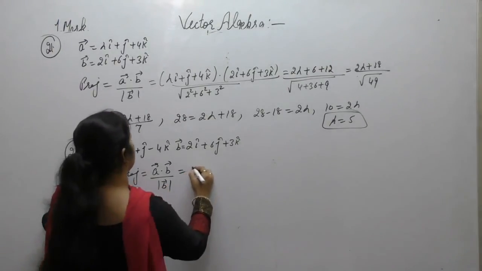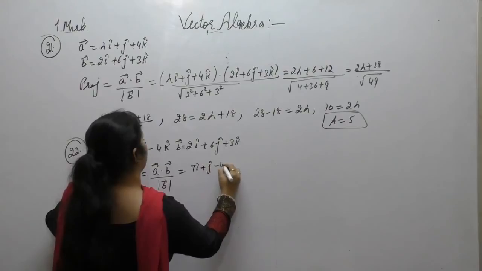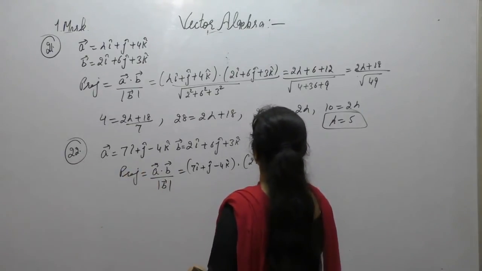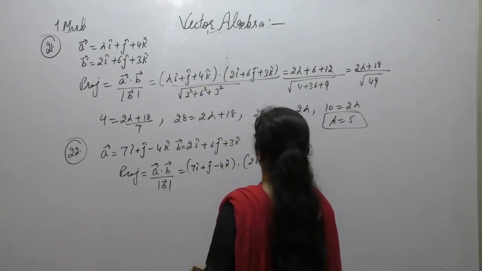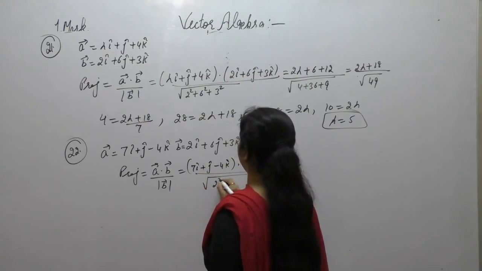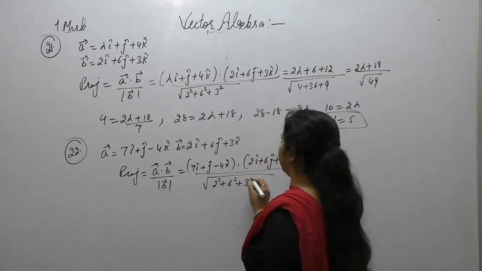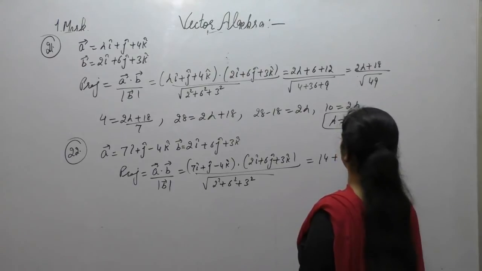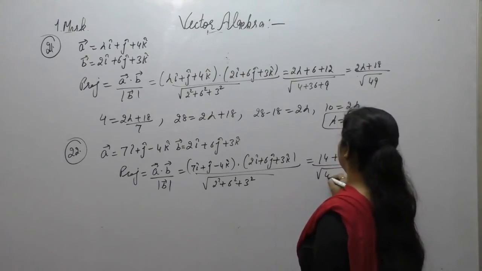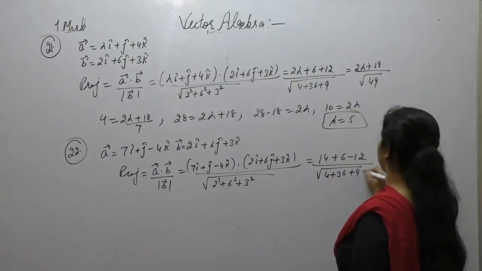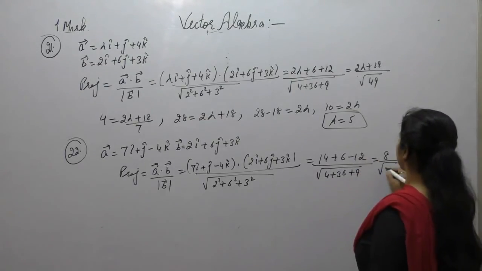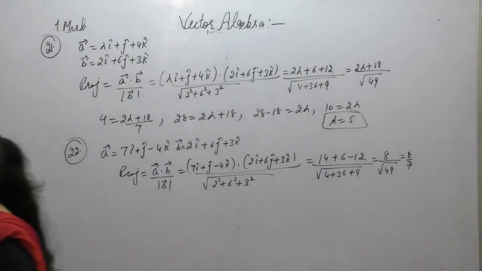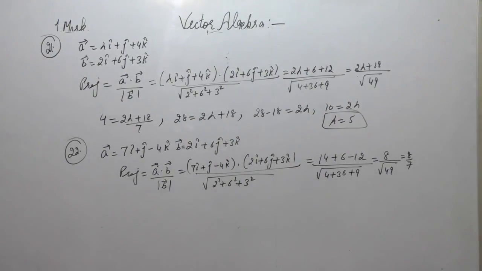A dot B: (7i + j - 4k) dot (2i + 6j + 3k) upon magnitude of B, which is 2 square, 6 square and 3 square. 7 into 2, 1 into 6, minus 4 into 3, over 2 square, 6 square and 3 square, so 8 upon square root of 49, that is 8 by 7.